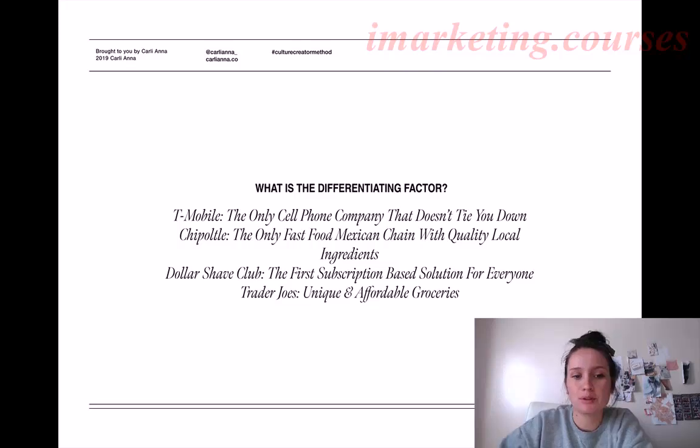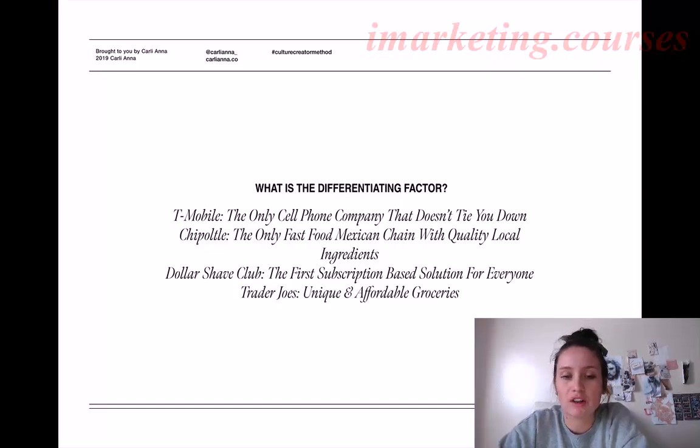A few examples of this: T-Mobile, the only cell phone company that doesn't tie you down. Chipotle is the only fast food Mexican chain with quality and local ingredients. Dollar Shave Club is the first subscription-based solution for everyone. And Trader Joe's offers unique and affordable groceries. So you can see that these are the things that these companies really own, and they direct most of their marketing, their messaging, and their branding towards this one thing.